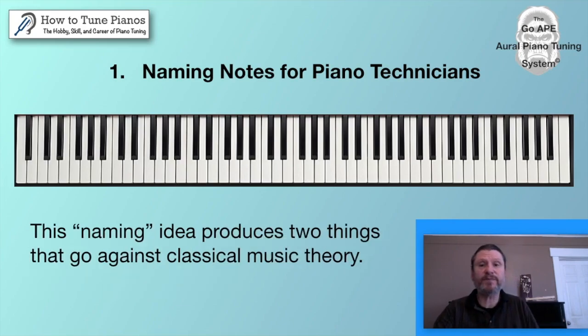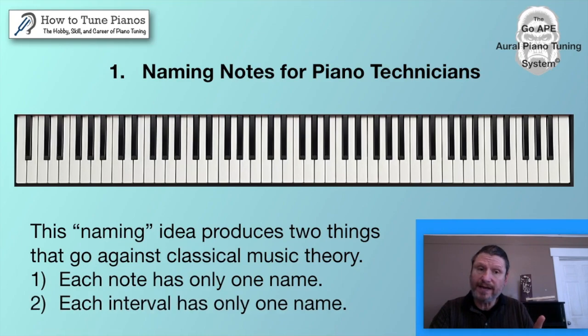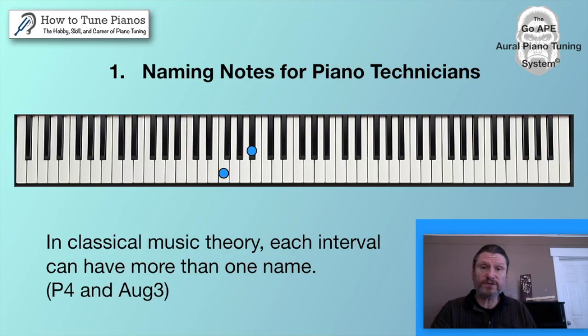This naming idea produces two things that go against classical music theory. Each note only has one name, and each interval only has one name. This simplifies the whole idea of knowing which note to tune and which note to tune next, but it does produce problems with classical music theory. For example, in classical music theory, each note can have multiple names. This note here is an E sharp and an F. Also, intervals can have more than one name. You're looking at this interval here. It could be a perfect fourth or an augmented third.